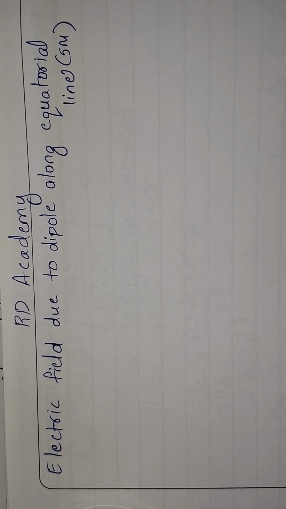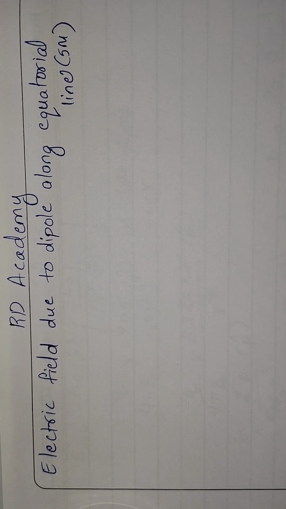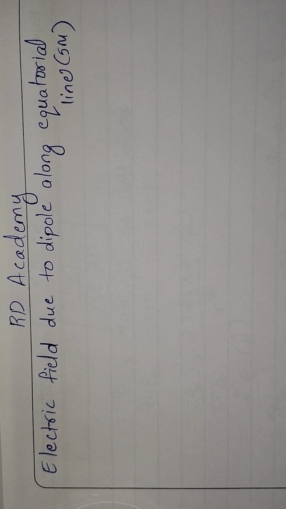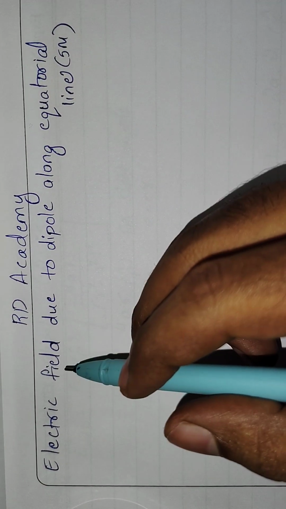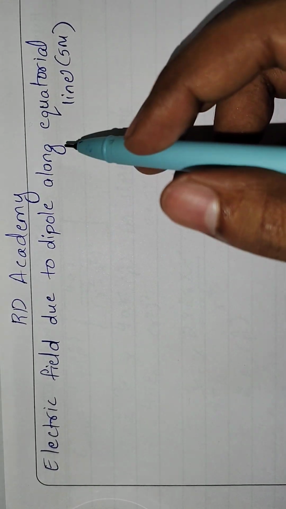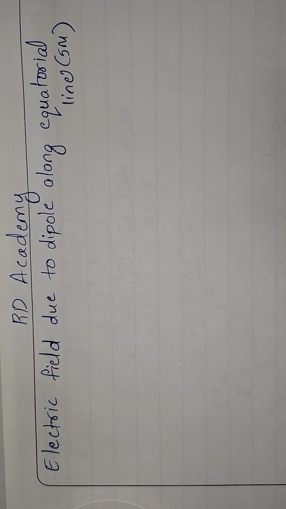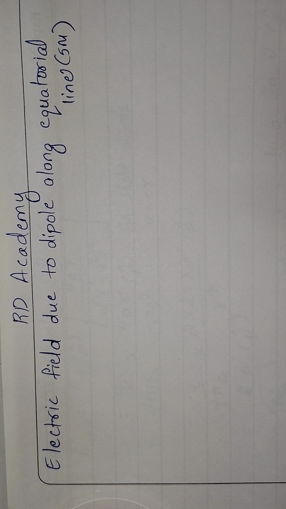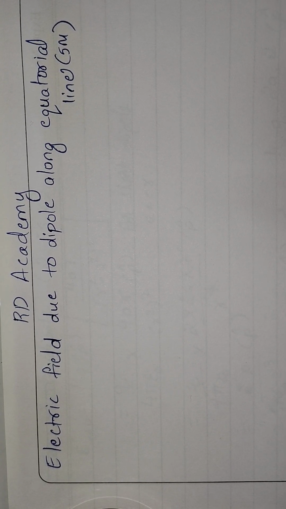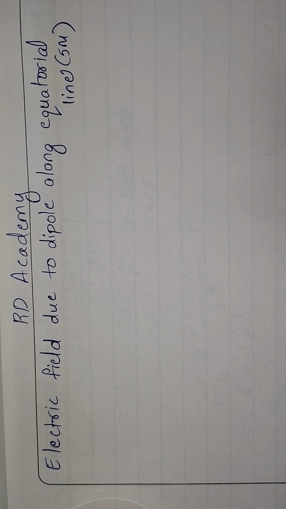So in this video we will be discussing another important 5 marks question from the electric charges and fields chapter. The question is: find the net electric field due to a dipole along an equatorial line. Previously we have discussed the net electric field due to a dipole along an axial line, but now we need to discuss along an equatorial line.